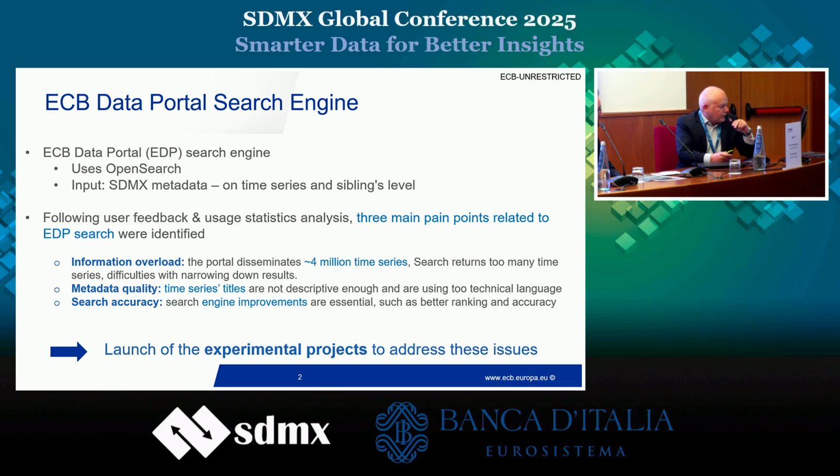One of the things is information overload. We have around 4 million series disseminated in the portal, and this number of time series increases every month, every 6 months. So the search returns too many series, and it's difficult to narrow down the results. Also, the metadata quality is a bit of an issue because it's not always descriptive enough. And for this reason, it's really essential to make a better ranking of the search for the users.